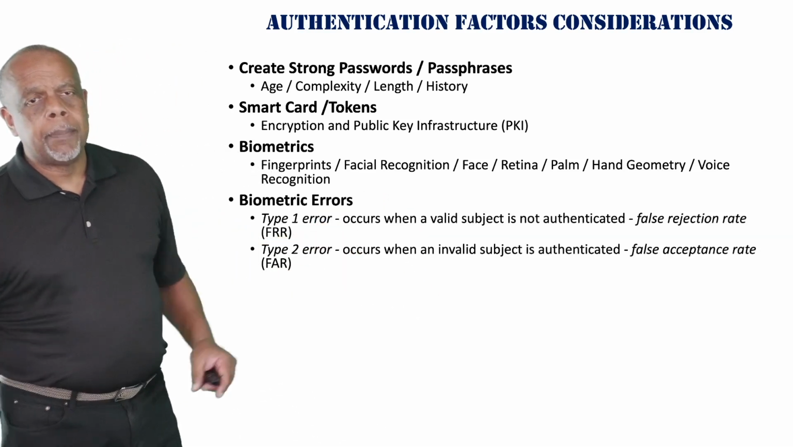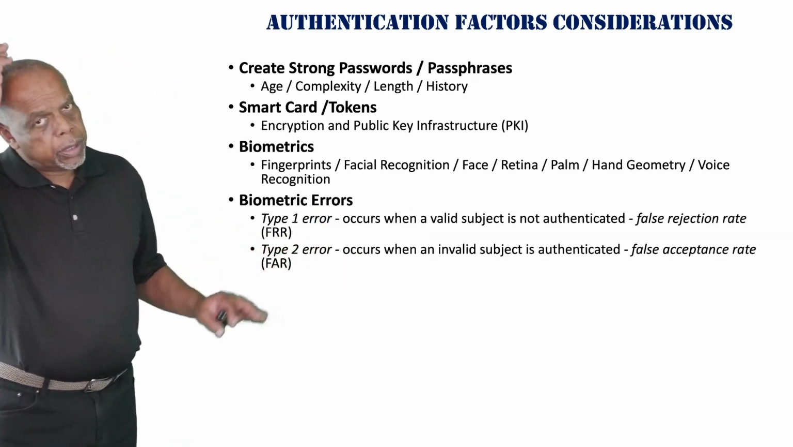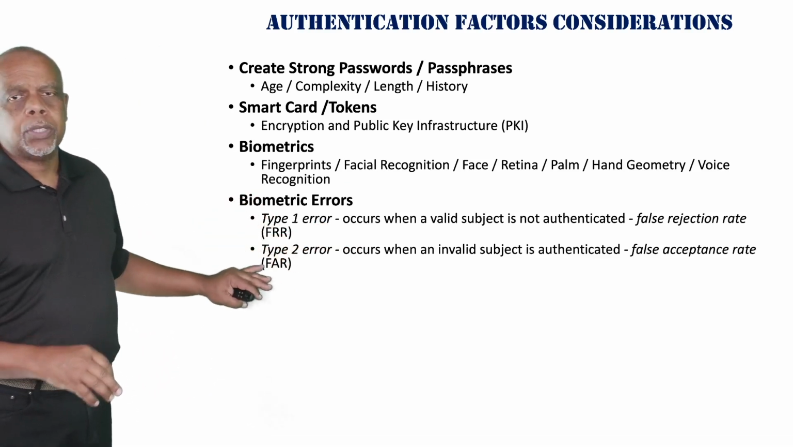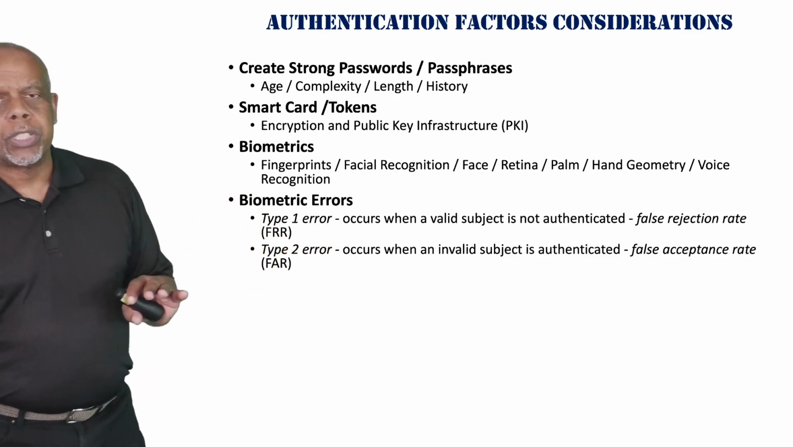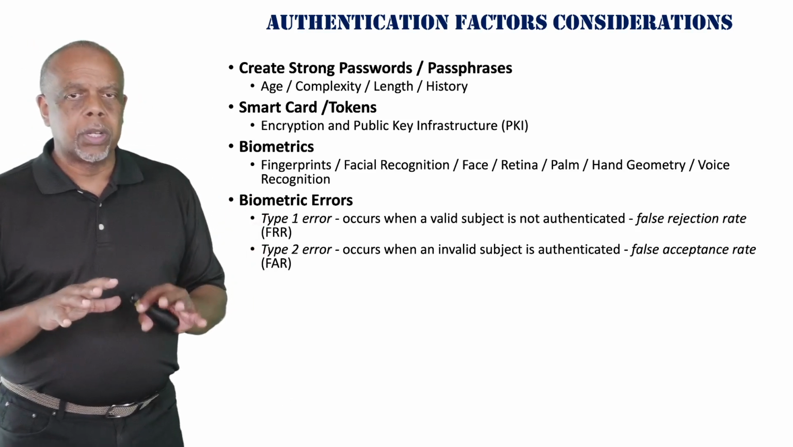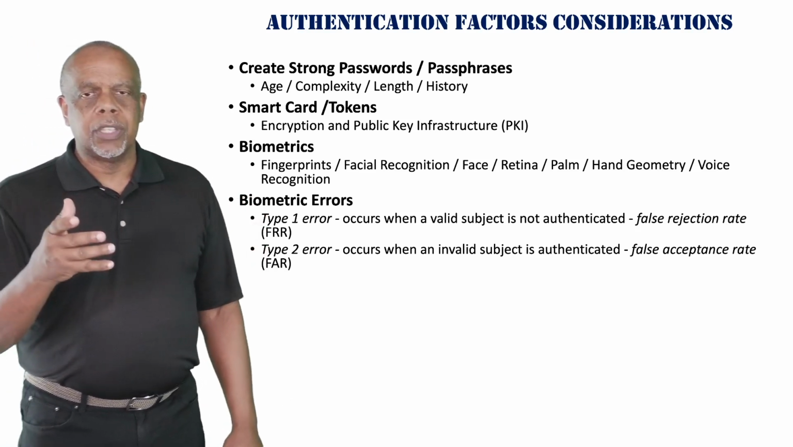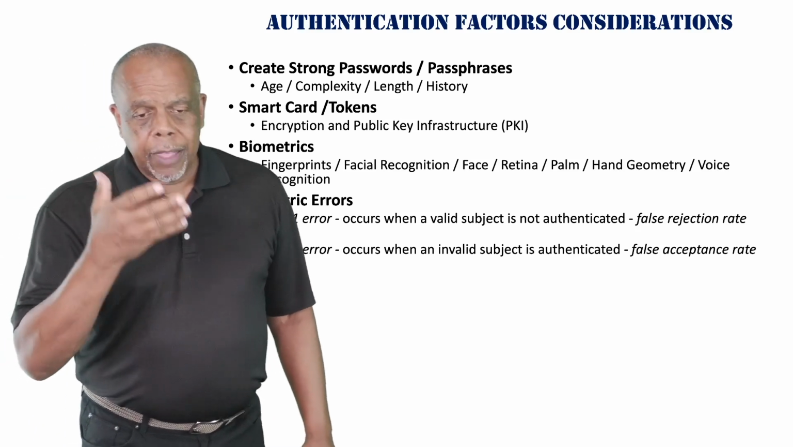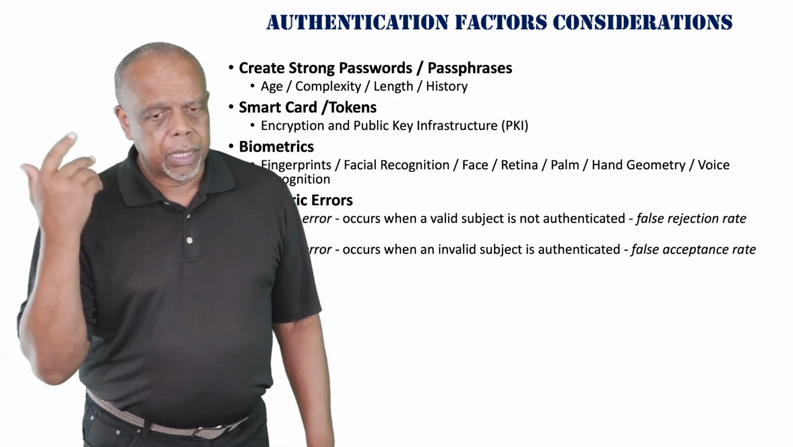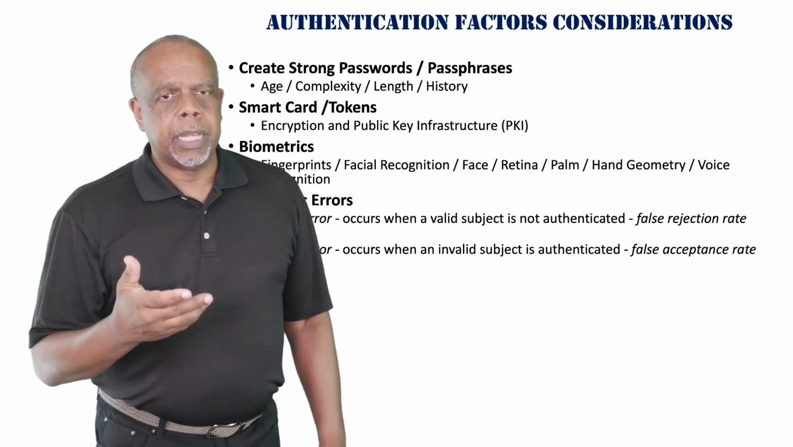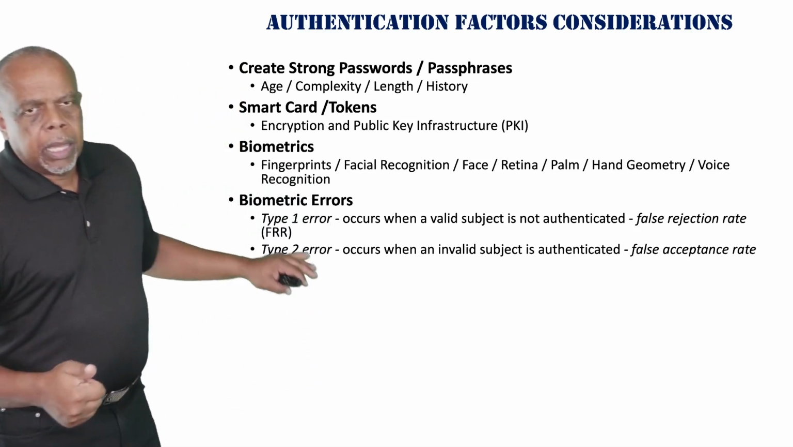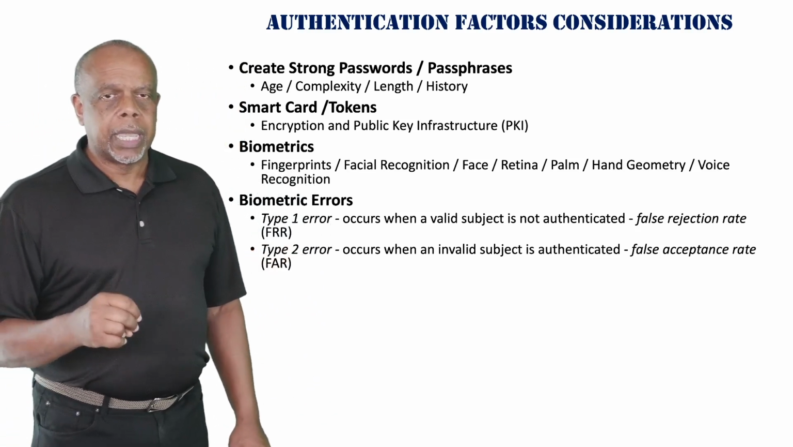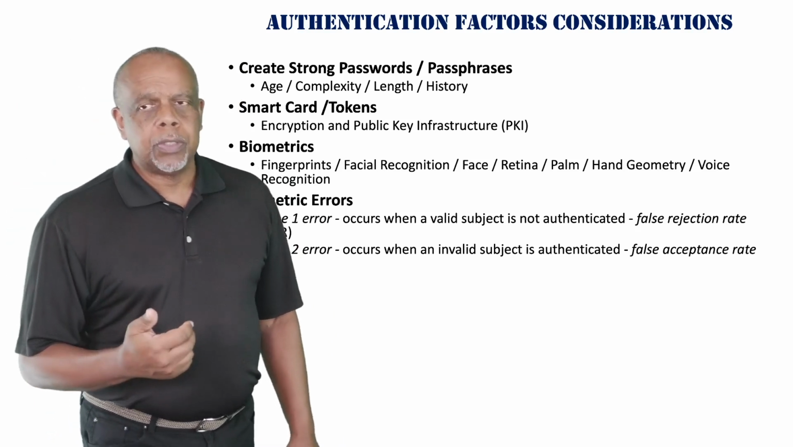Another thing with biometrics, we always have to be concerned with error rates, whether it's a type 1 error or a type 2. A type 1 is a false rejection rate. Type 1 occurs when a valid subject is not authenticated, meaning that I'm authorized to get in, I scan, and for whatever reason, the machine just can't pick up my eye pattern today or my thumbprint today.